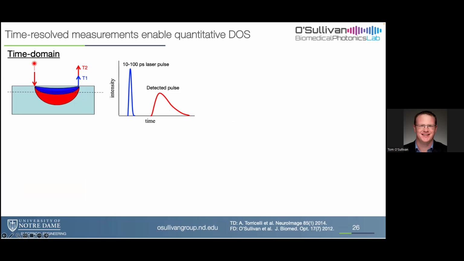So in the time domain, we send a narrow pulse of light, a sub-nanosecond pulse, into the tissue. I should come over here because I'm ignoring the side of the classroom. So we inject a sub-nanosecond pulse into the tissue, and we look at the shape of that pulse after it's remitted, often in reflectance, but in transmission as well.